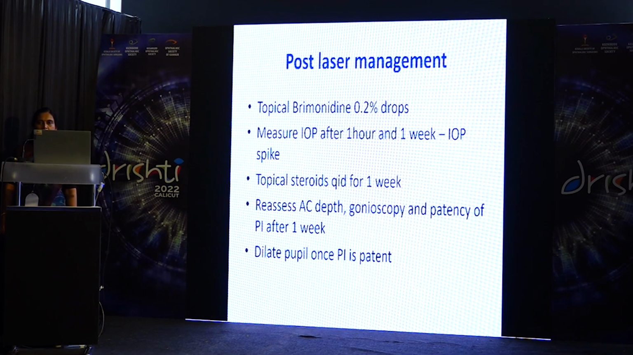Coming to the post-laser management, you have to apply alpha agonists like brimonidine again to reduce the post-procedural IOP spike, measure intraocular pressure after 1 hour and 1 week because it is the time for the IOP spikes to occur, then topical steroids to counteract inflammation 4 times daily for a week, reassess AC depth, gonioscopy, and check for the patency of the PI after 1 week, and dilate the pupil once the PI is patent to look for any posterior synechiae, and also you have to evaluate the optic disc status.